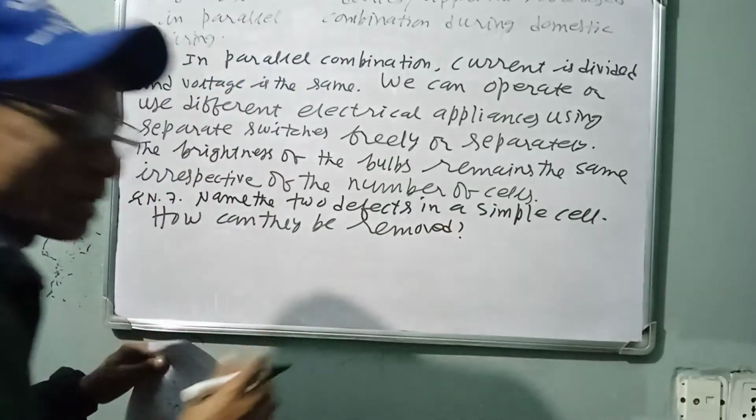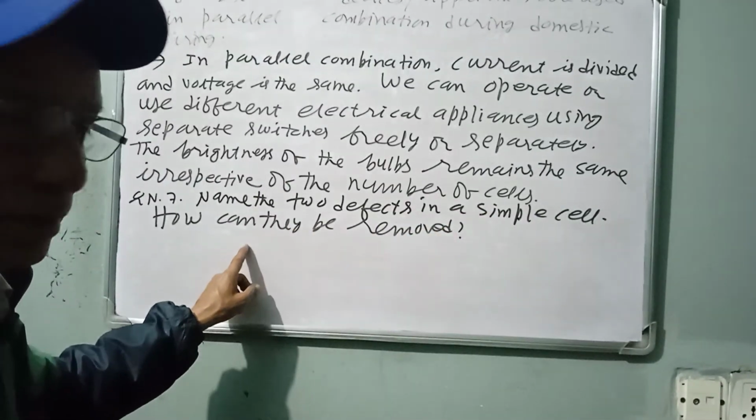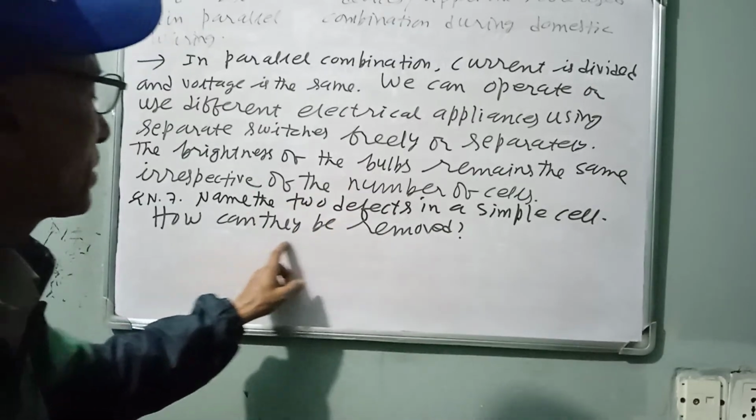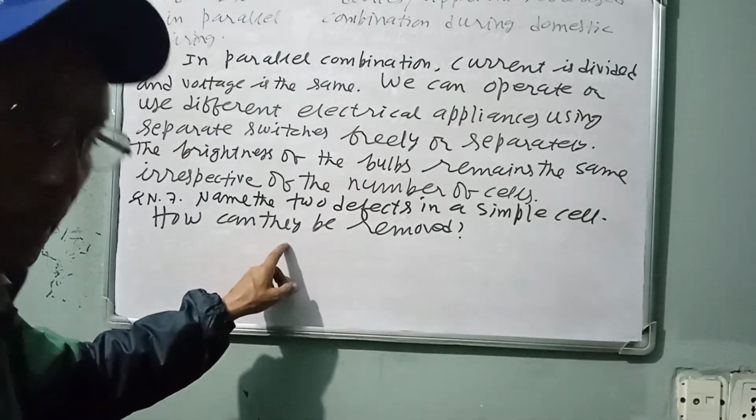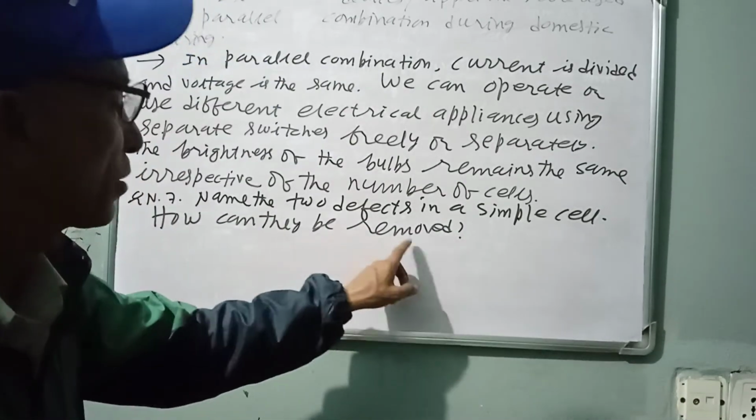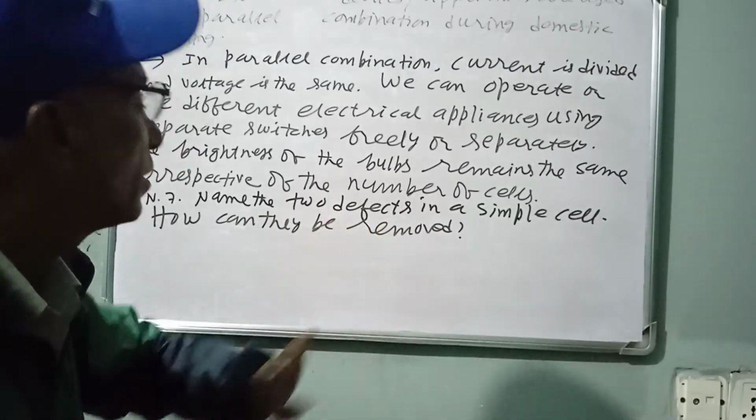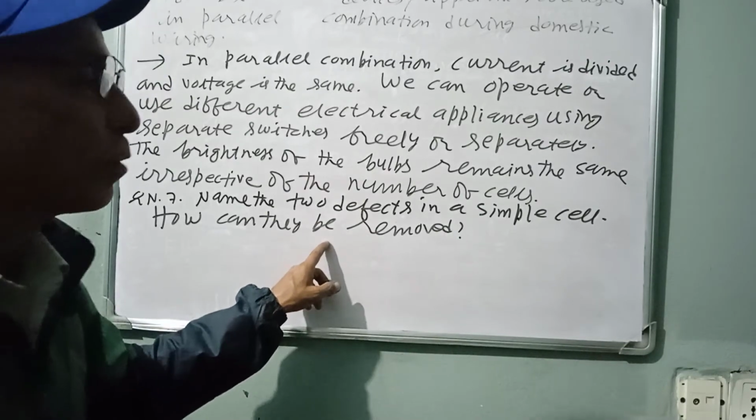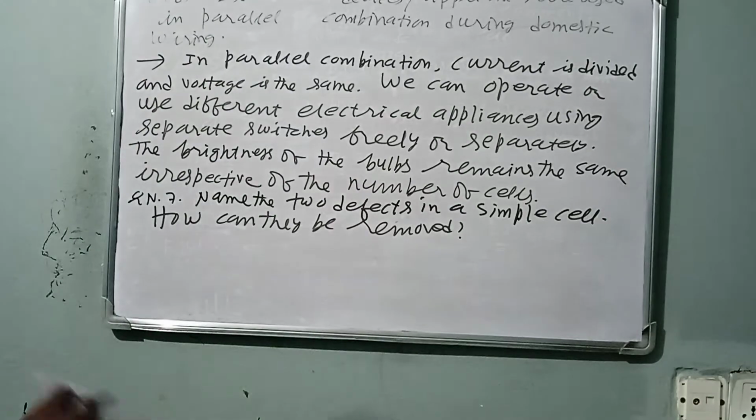I have already written the answer. 2 defects in a simple cell are polarization and local action. How can they be removed? Polarization can be removed by using a depolarizer like manganese dioxide or potassium dichromate. Local action can be removed or corrected by using pure zinc or by coating the simple cell with mercury.